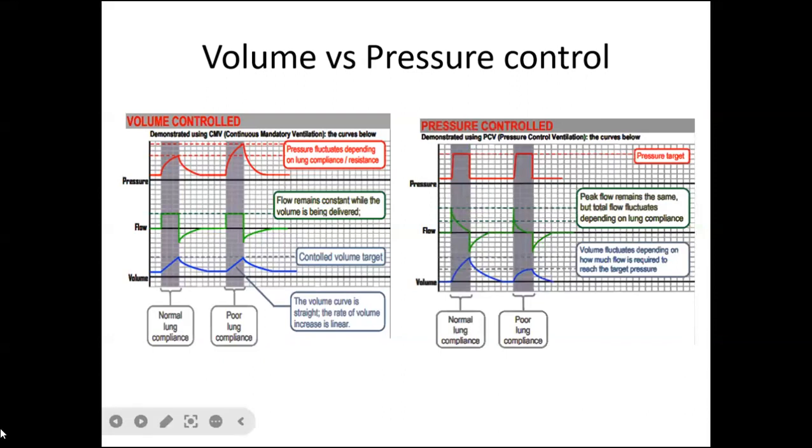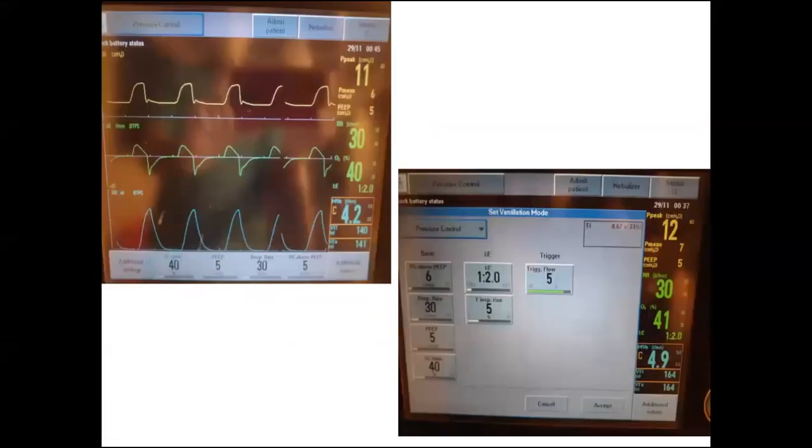So already we discussed this. In volume control, pressure will be variable. So when you have poor lung compliance, what will happen to your pressure? Increase. Yes, to deliver the same tidal volume. In pressure control mode, if your lung becomes worse, what will happen to the volume delivered? Decrease. You can see it here. So pressure is constant, but the volume generated is decreased depending on the compliance.